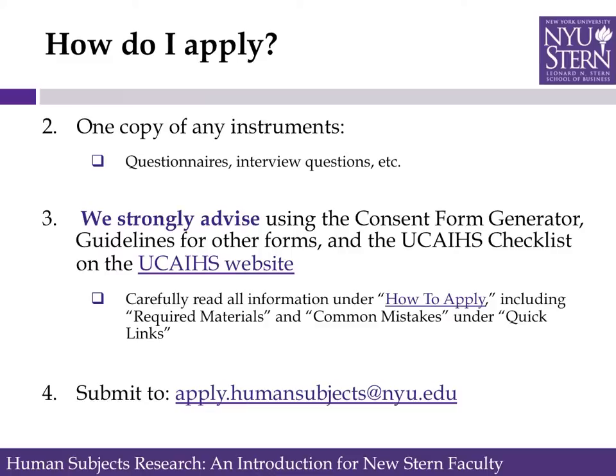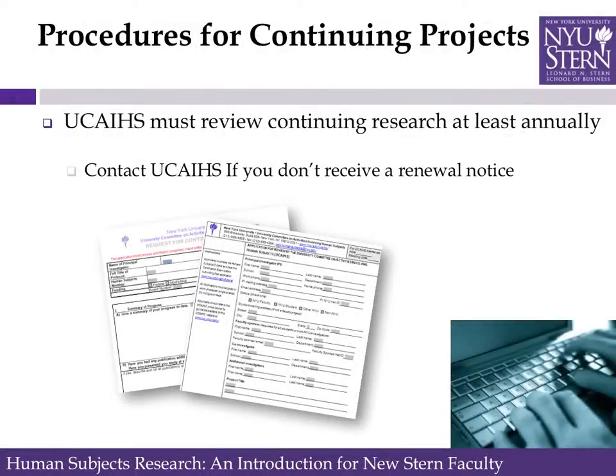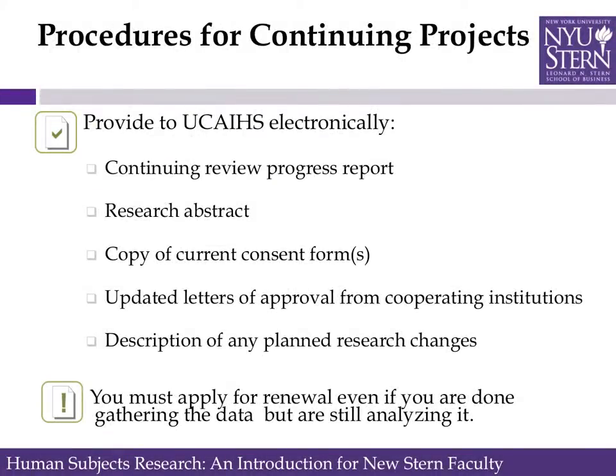Once you're approved, you're not done with the process. The IRB has to review your research at least annually. Usually you will get a renewal notice, but if for some reason you don't, it's up to you to contact the IRB and tell them you didn't get a renewal notice. The renewal procedure is pretty straightforward. You have to just submit some documents, and here's a list of them, including any planned research changes. But even if you are done gathering the data but are still analyzing it, you still need to apply for renewal. And if you need any help, I'm happy to talk with you.